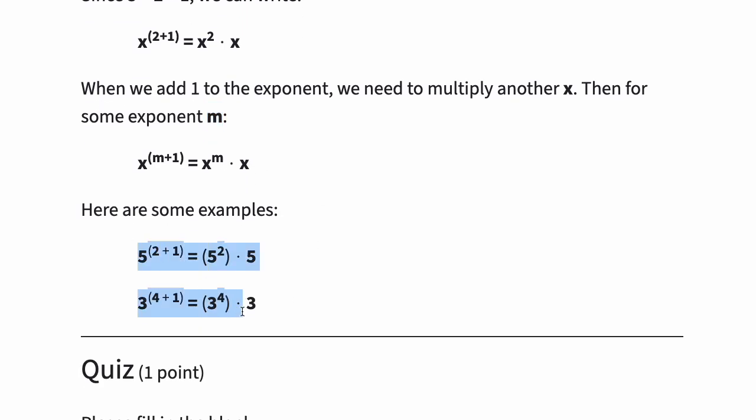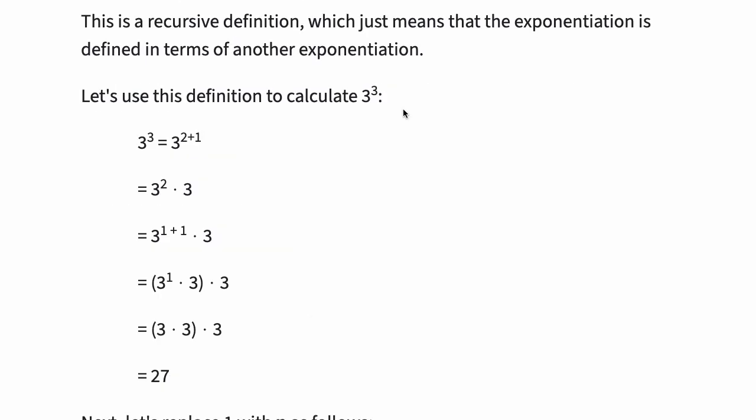Here are some examples. 5 to the 2 plus 1 equals 5 to the 2 times 5, and 3 to the 4 plus 1 equals 3 to the 4th times 3. This is a recursive definition, which just means that the exponentiation is defined in terms of another exponentiation.